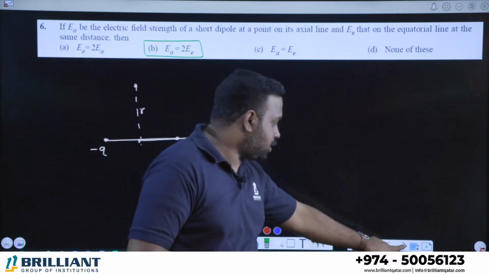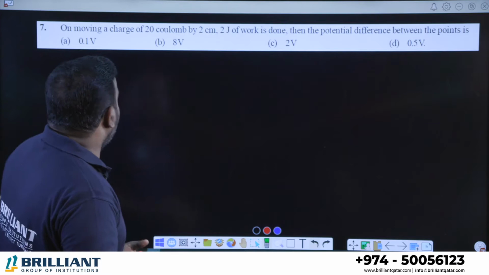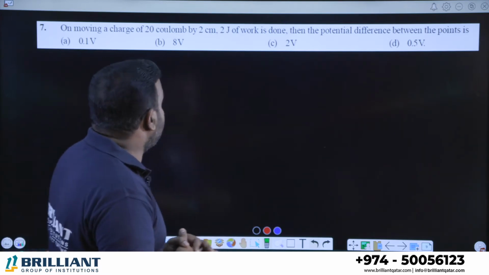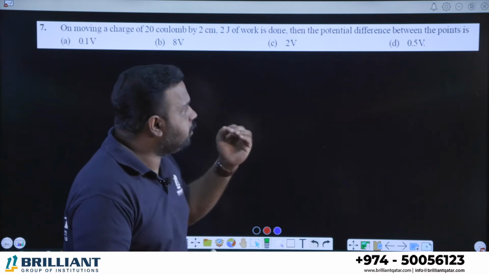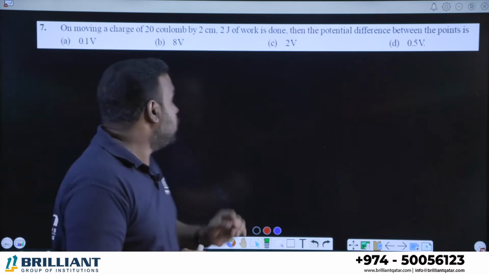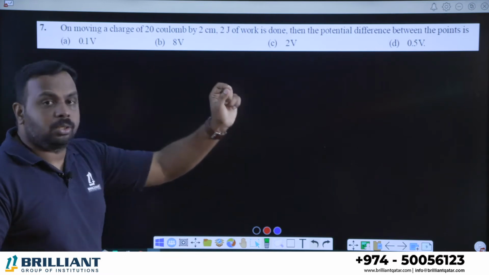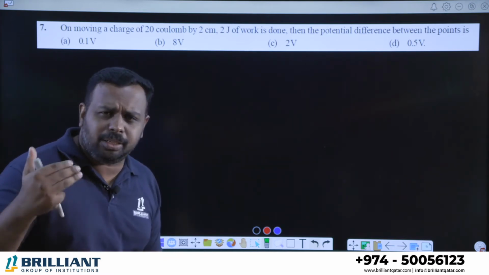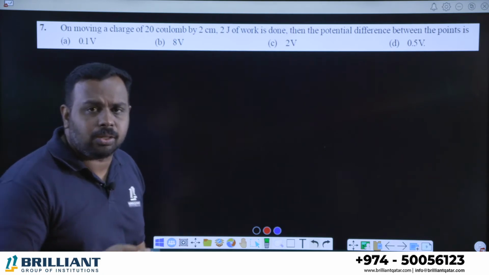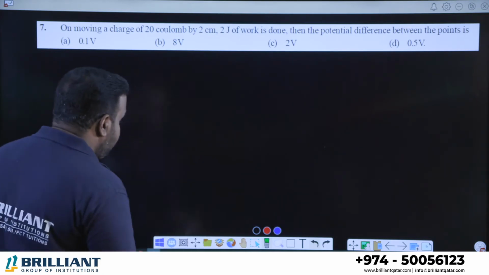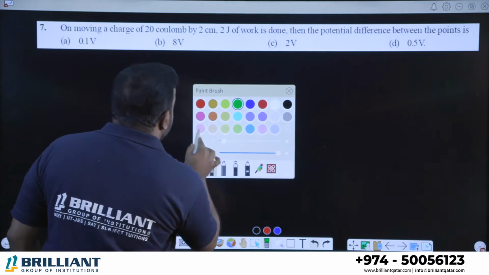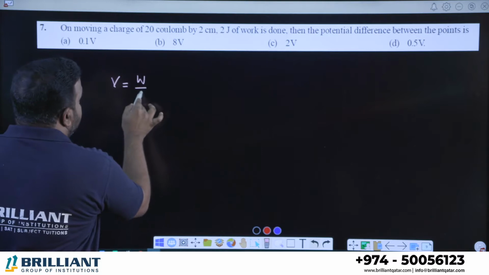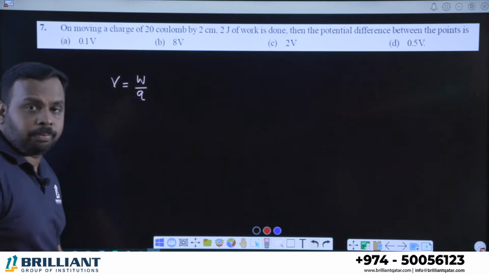Now question number 7. On moving a charge of 20 coulomb by 2 centimeter, 2 joule of work is done. Then the potential difference between the points is. Again, a very, very simple question. Just recall the idea of electric potential. You know that electric potential V is nothing but the work done in bringing a charge, W by Q, right?